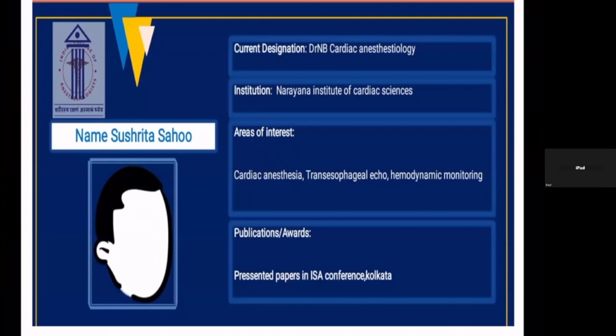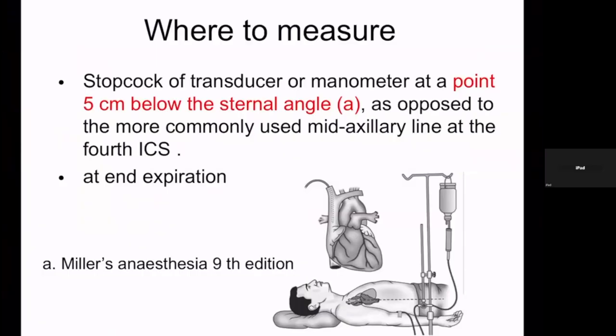I'll be thanking ICA for giving me the opportunity to present on this topic, central venous pressure. So before coming to central venous pressure, what is central venous pressure? It is a pressure measured from the tip of a central venous catheter kept in a big central vein, like the internal jugular vein, femoral vein, or subclavian vein. The first central venous cannulation was done by Werner Forssmann into the antecubital vein, which is unlike the concept of central venous catheter insertion.